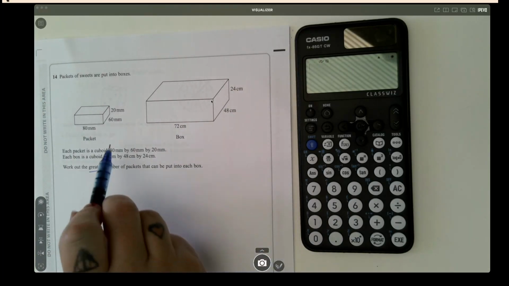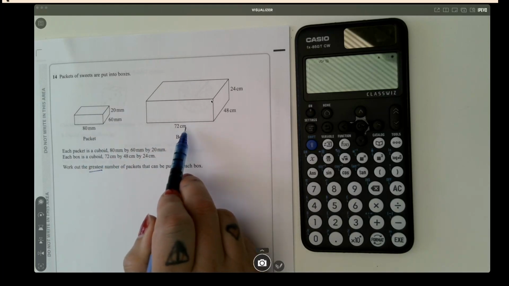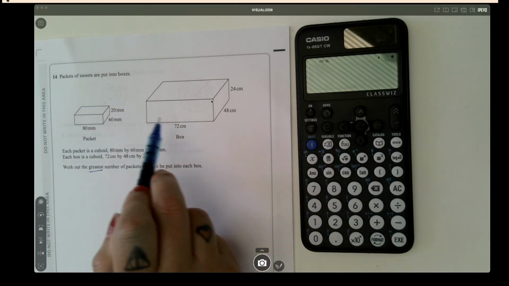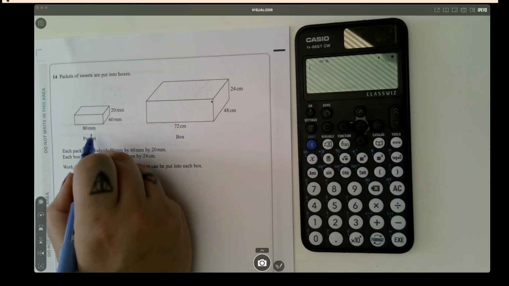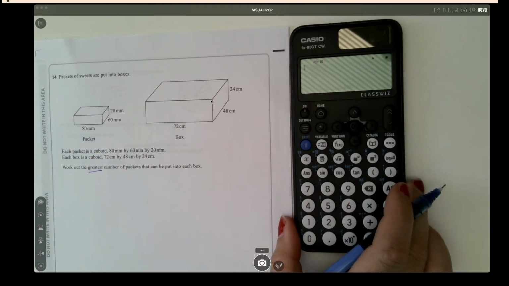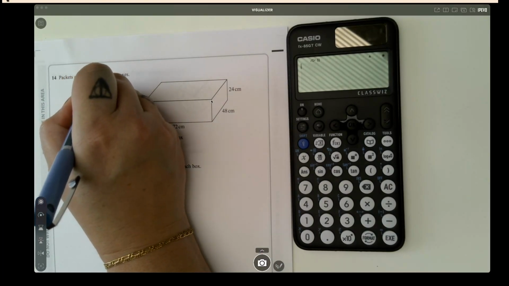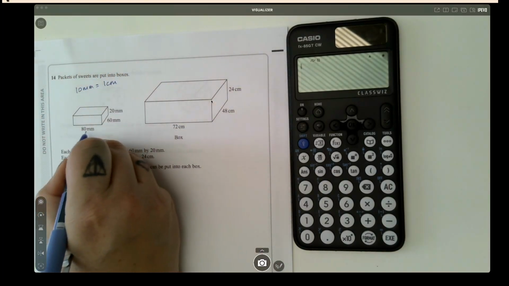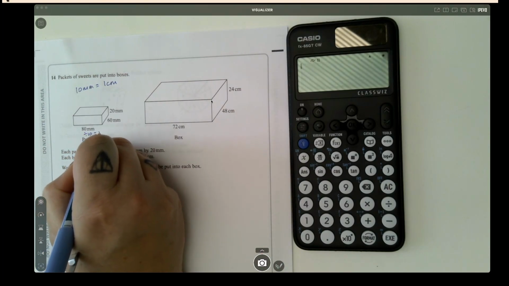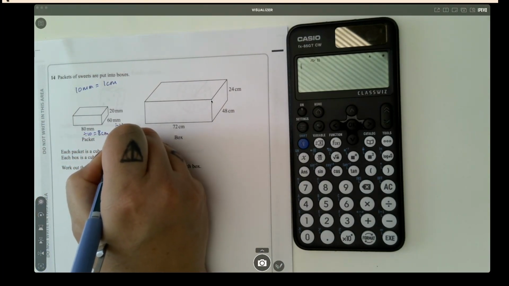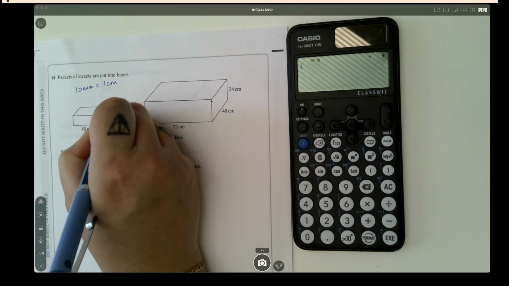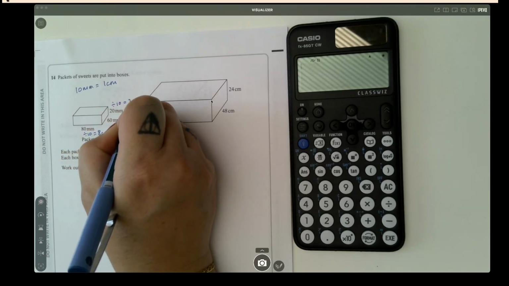So the first thing I notice is that this is in millimetres and this is in centimetres. So we want them to be the same. So I'm going to convert these millimetres to centimetres. So there are 10 millimetres in 1 centimetre. So I need to divide each of these by 10. So that becomes 8 centimetres, 6 centimetres, and 2 centimetres.